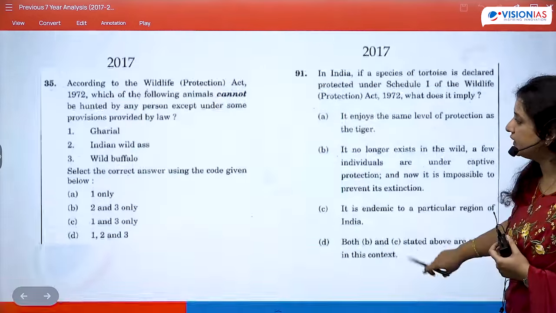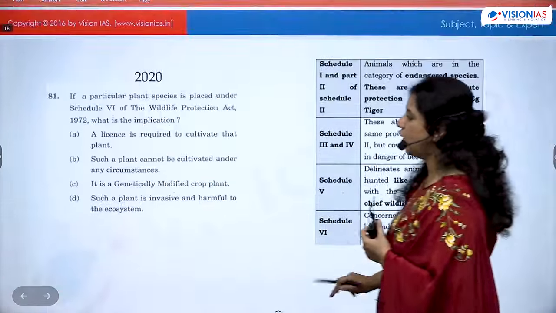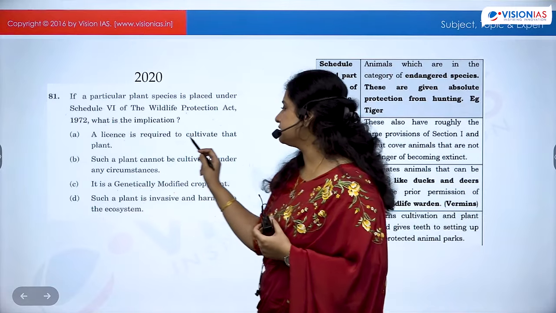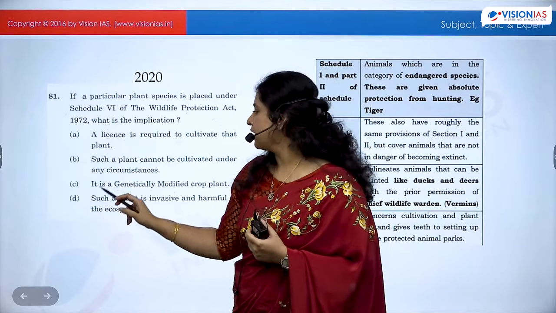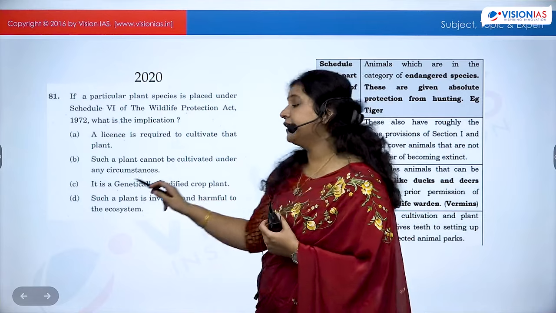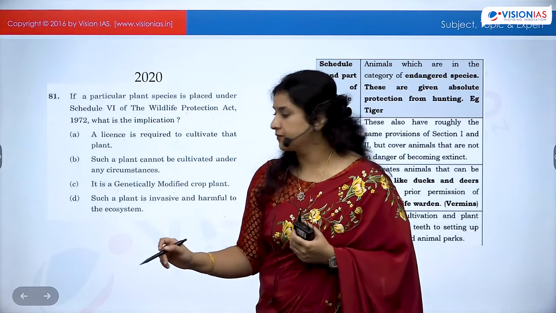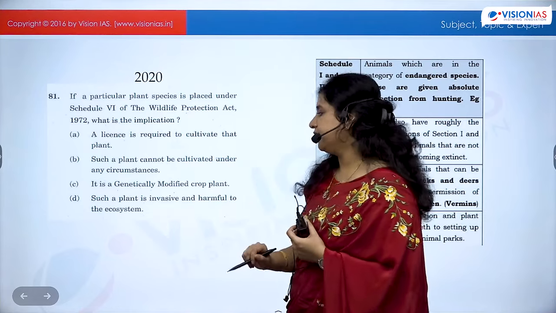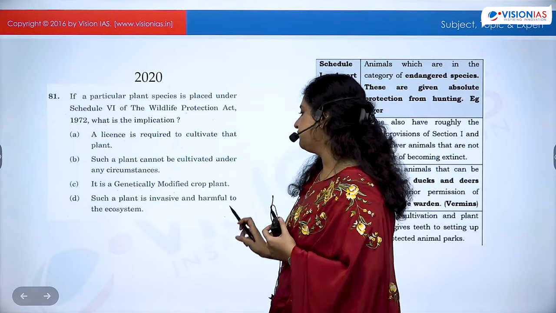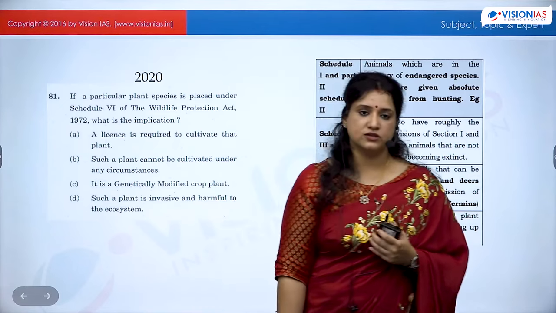So that is exactly what the question was asking. If you see the options, the option is: a license is required to cultivate that plant; such a plant cannot be cultivated under any circumstances; it is a genetically modified plant; or such a plant is invasive and harmful to the ecosystem.